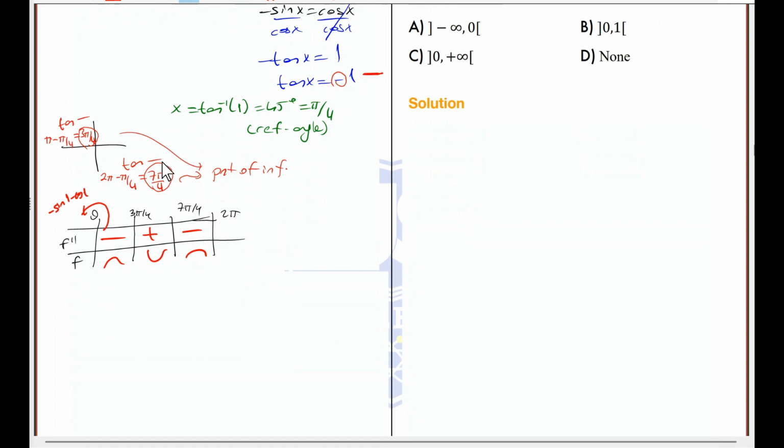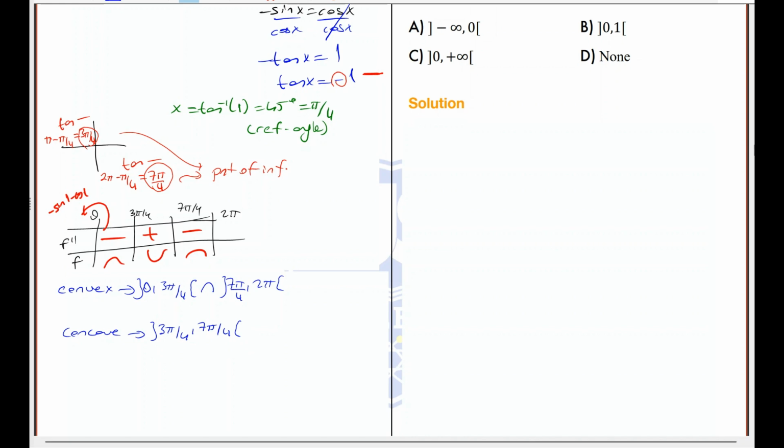From this table, we will identify concave and convex intervals. Convex intervals: 0 to 3 pi over 4, union, the second part, 7 pi over 4 to 2 pi. Concave interval, the middle region, between 3 pi over 4 and 7 pi over 4. All right.